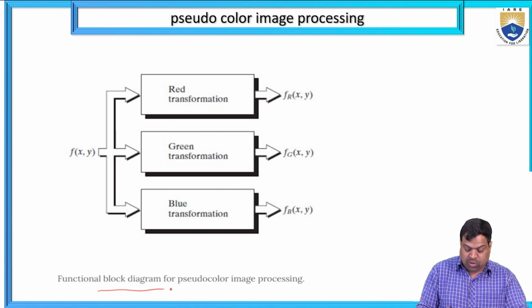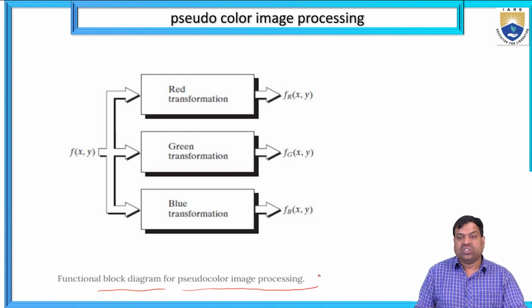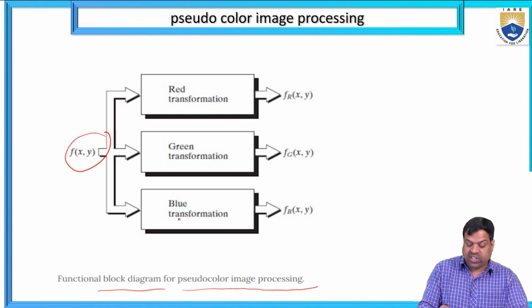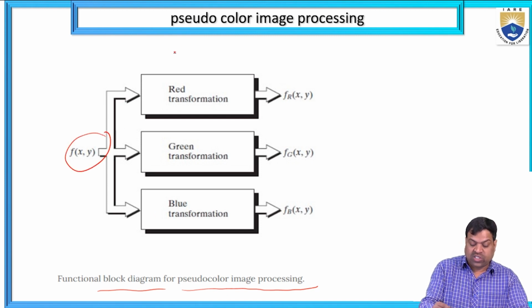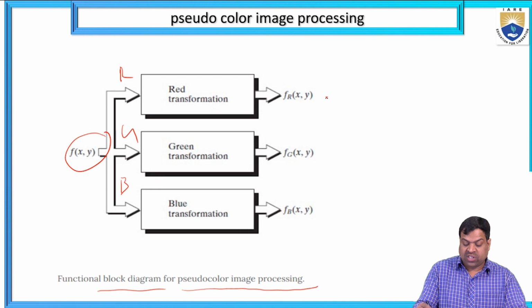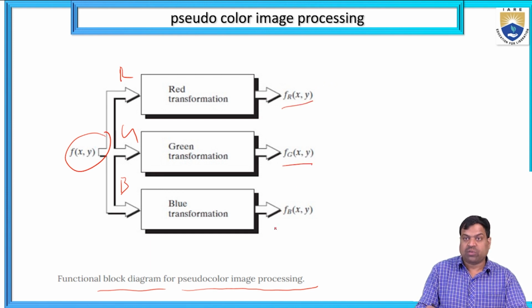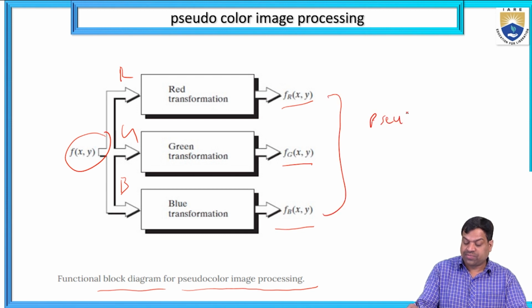So, the functional block diagram of pseudo color image processing. In it, f(x, y) is the input. What does it mean? Red transformation, green transformation, and blue transformation. So the outputs are fR(x, y), fG(x, y), and fB(x, y). These are called pseudo color.